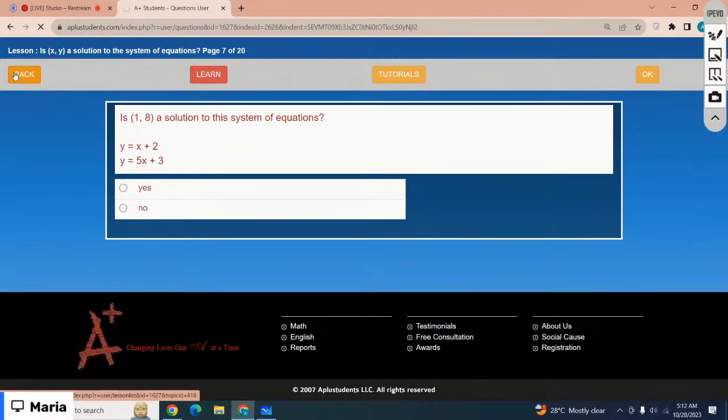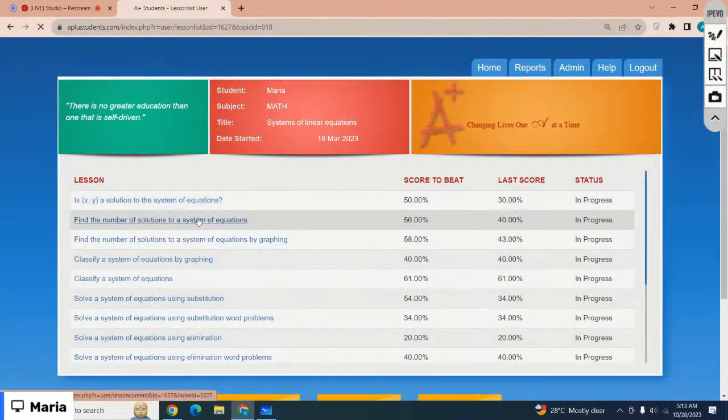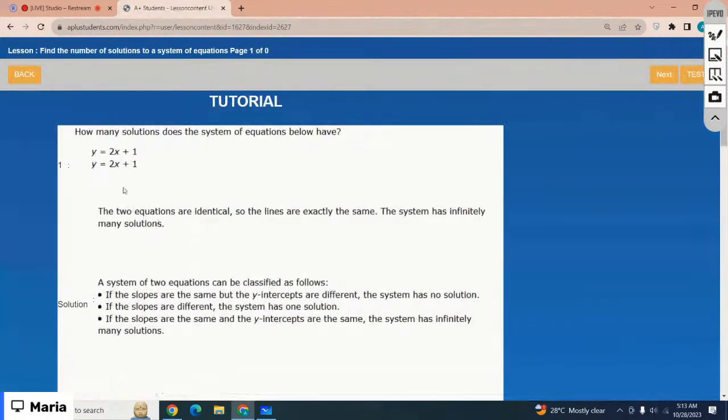Okay, the next lesson is find the number of solutions to a system of equations, right? You have to see how many solutions a system of equations has. How do we know how many solutions a system of equations has? Basically, the two equations: how many solutions does the system of equations below have? You are given two equations, y equals 2x plus 1 and the other one is also the same. Both the equations are exactly same, right? So because both the equations are exactly same, that means the system has infinitely many solutions, right?